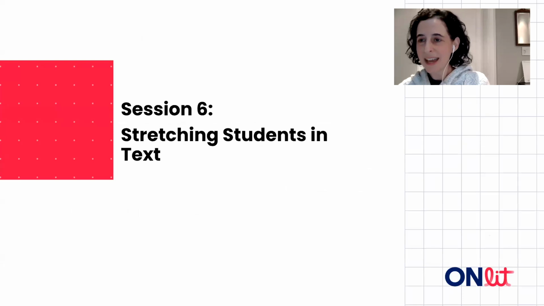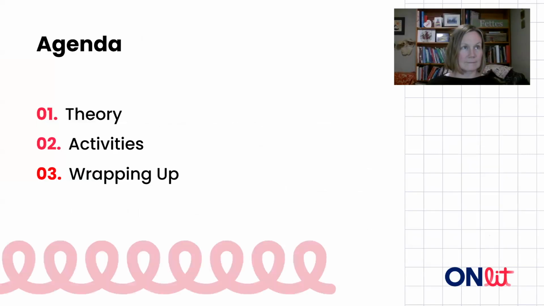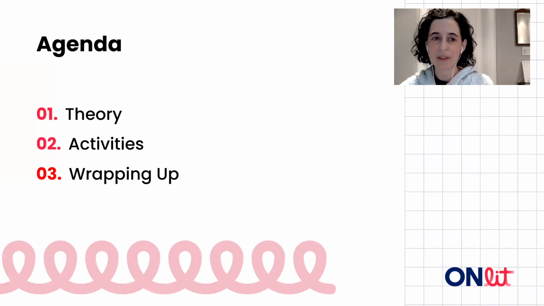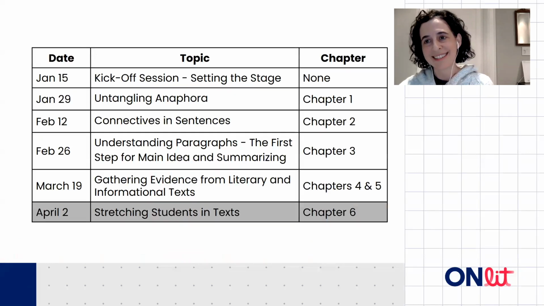Okay. And so with that, we're going to get right into session 6. The chapter title is Stretching Students in Text. And our agenda for tonight is quite simple. We have 3 main parts. We're going to look into a bit of the theory and the background information, go through some activities. We will have a literacy lounge in there, and then we will wrap up. Of course, the text, as always, is Teaching Skills for Complex Text by Dr. Heidi Ann Mesmer. And this is our last session.